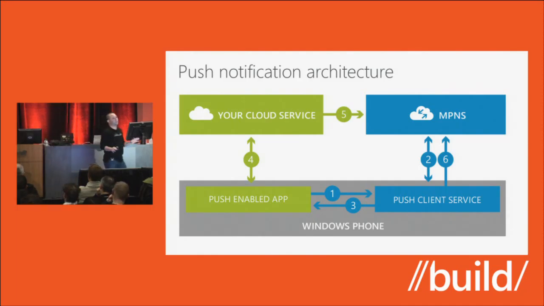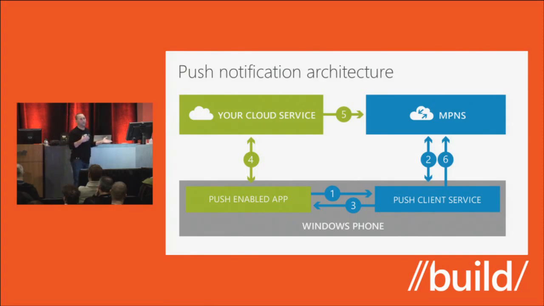I'm going to run through quickly how push works. It's relatively simple. You get a push-enabled app, which means you just use some of our APIs with your app. It talks to the push client service on the phone. That's step one. What you're doing is you're asking for a URI. You're asking for a unique identifier that you can send notifications to. So we go talk to MPNS. We get that for you in step 2. And we give it back to you in step 3. So your app listens for a callback.